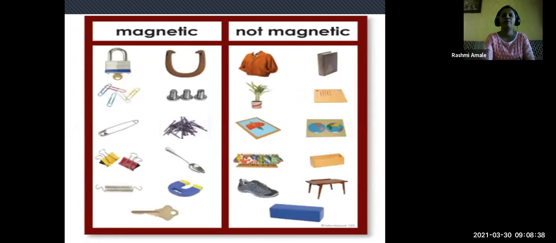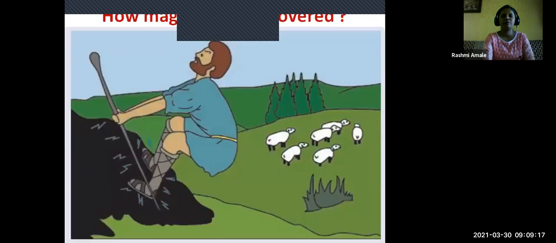Here we have divided the materials into two parts, magnetic materials and non-magnetic materials. On your left hand side, you can see all the magnetic materials. There is a lock and key, there is a horseshoe, there are some pins, nuts, safety pins, iron nails, some clips, spoon, key, etc. And on the right hand side, you can see all the non-magnetic materials. So here you can see clothes, food, plants, wooden material, shoe, materials made from cardboard. So these all are non-magnetic materials.